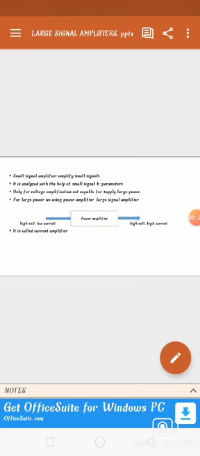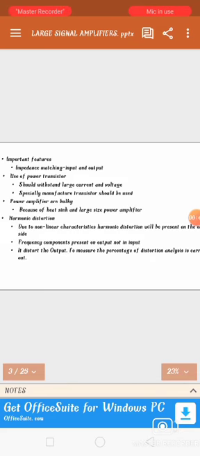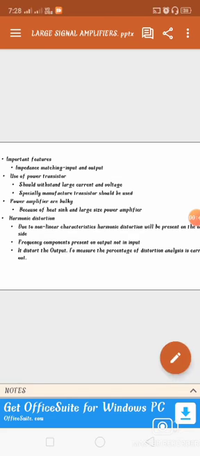In large power amplifiers, high voltage and low current input can be amplified into high voltage and high current output. Hence, it is called a current amplifier. For large power, we use power amplifiers, that is, large signal amplifiers. The important features of large signal amplifiers are impedance matching. Second, it uses a power transistor, and the power amplifiers are bulky because they use a heat sink.